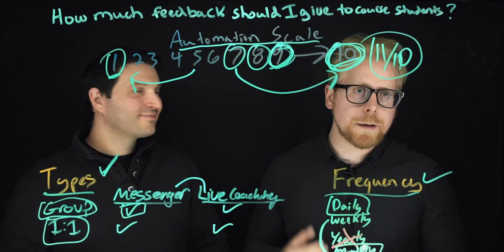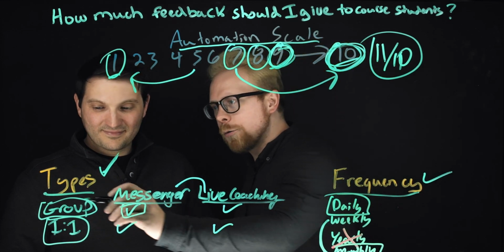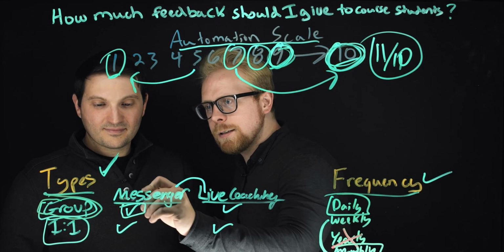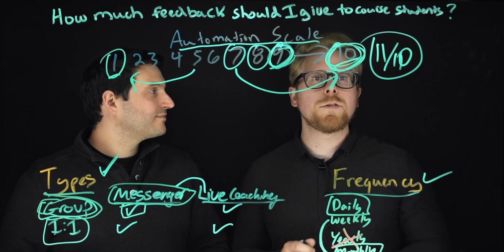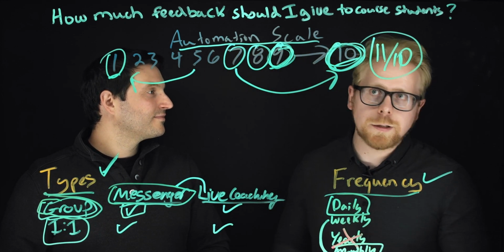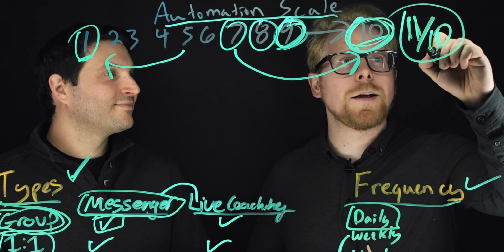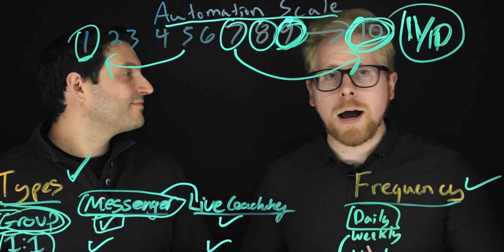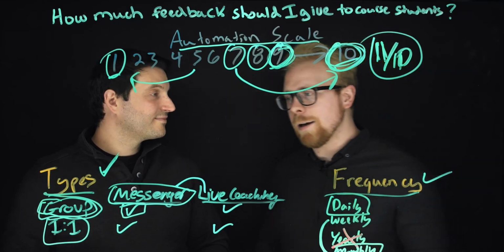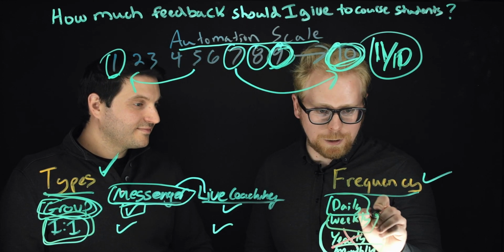We have some other feedback mechanisms built into our course from a group perspective, and it's not necessarily Messenger, it's more email, where we will give some email support in our course. But yet again, it really is an 11 out of 10 on the automation scale. Now, we do have other products that are much higher touch. We actually have a one-on-one product that is weekly.